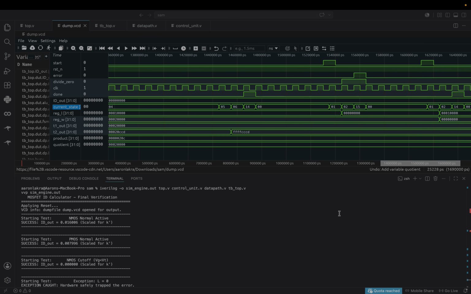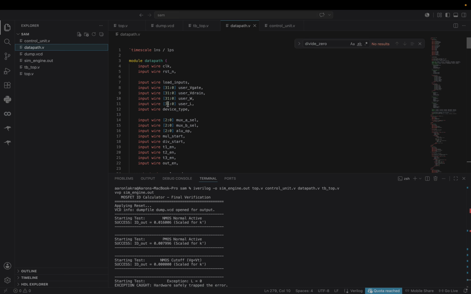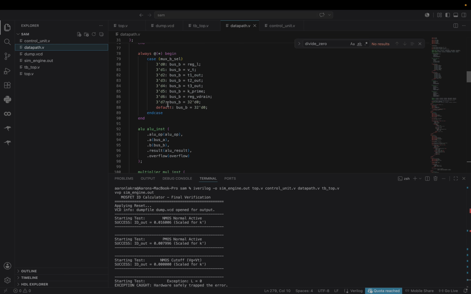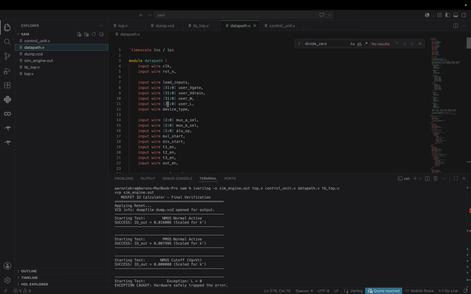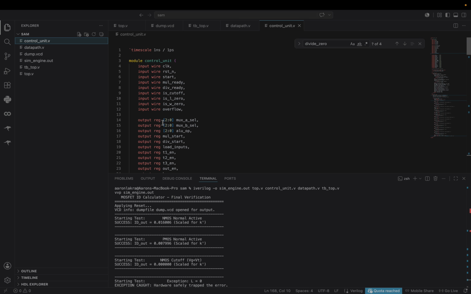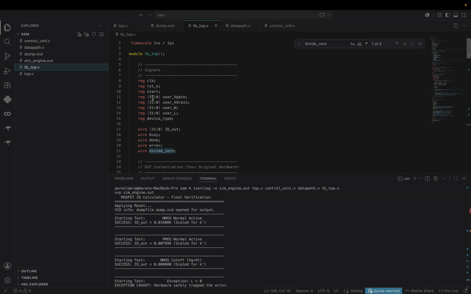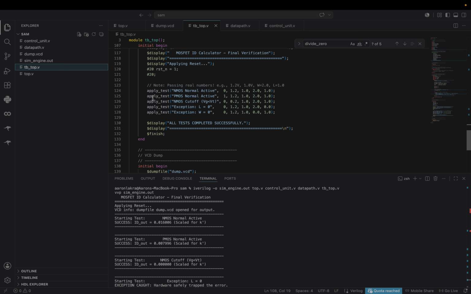Okay, so now we will be moving on to the simulation part of our project. In total we have 4 Verilog files. The first is the data path Verilog file, which is the total data path file for our project. Then the control unit Verilog file, the top module Verilog file, and then the test bench for our total digital system.